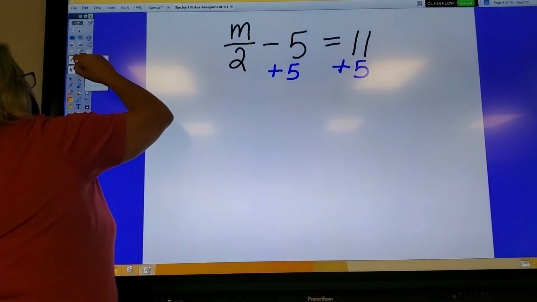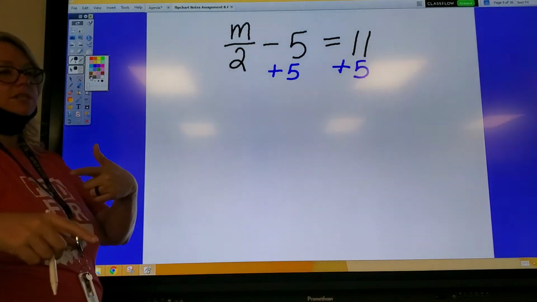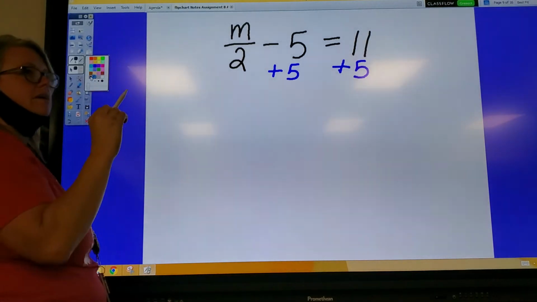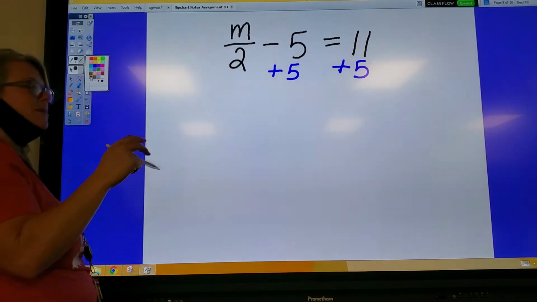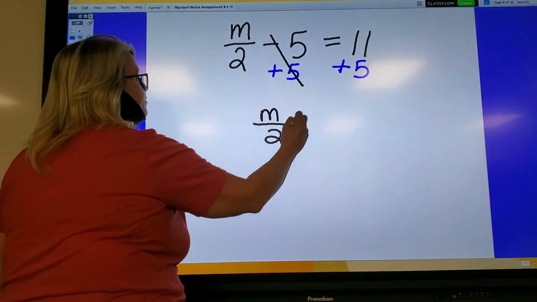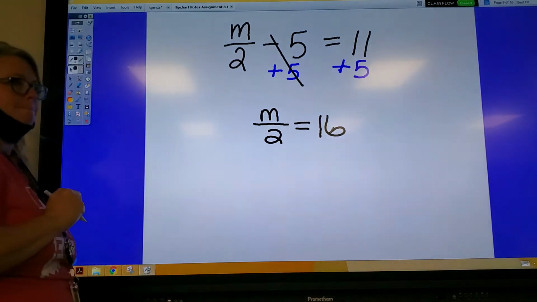Now, if you recall, we did do the DMRA. DMRA had the one-step equation, so I was hoping to set people up for that. I know you haven't done a lot of this stuff since March, maybe. Okay, so m over 2, m divided by 2, equals 11 plus 5 is 16. All right, so there we are.